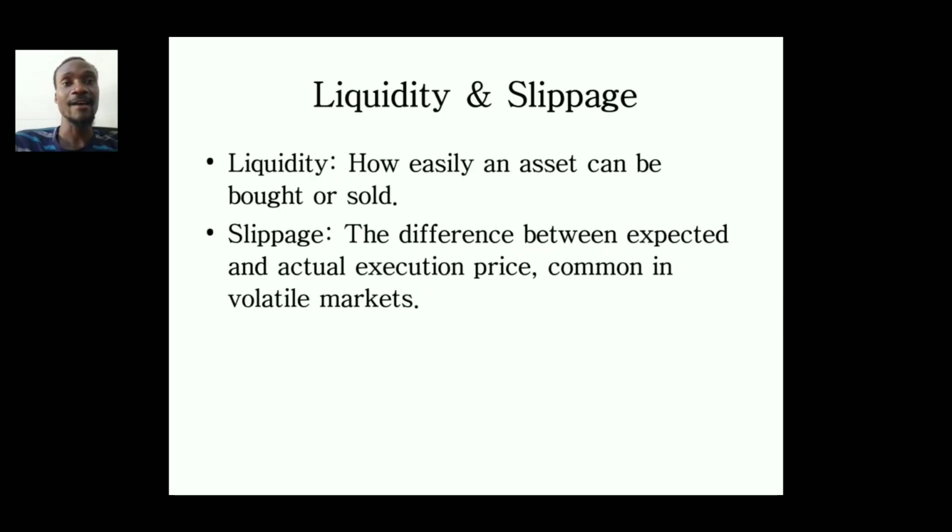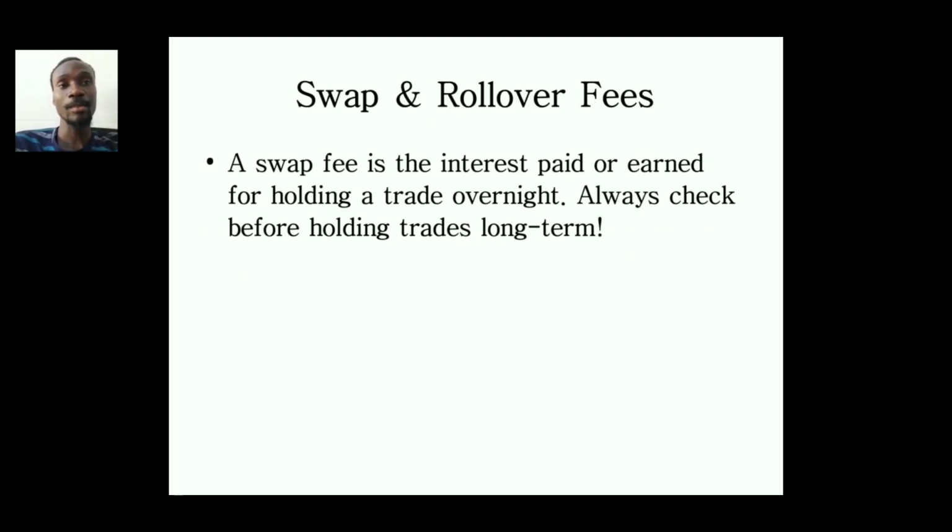And then we have liquidity and slippage. Liquidity is how easily an asset can be bought or sold. It means how liquid the market is. Like, are there buyers and sellers? Liquidity is just like the flow of money in the market. So how easy is it to buy and sell in the market? That's liquidity. And then we have slippage, the difference between expected and actual execution price. If you subtract these two, you get your slippage.